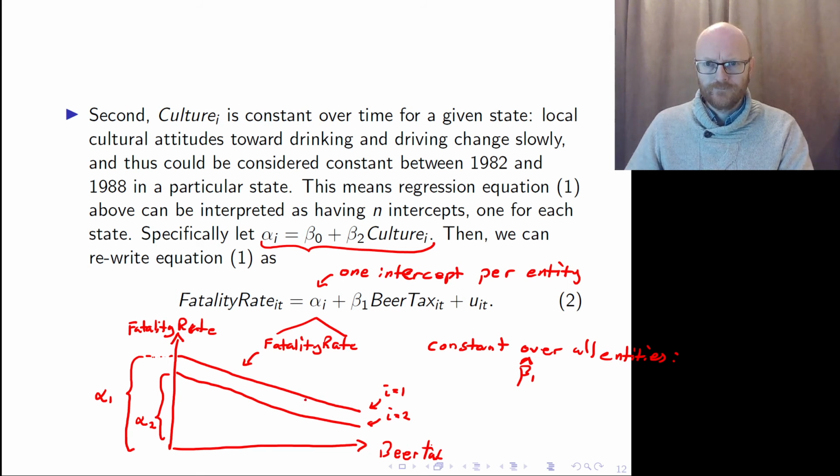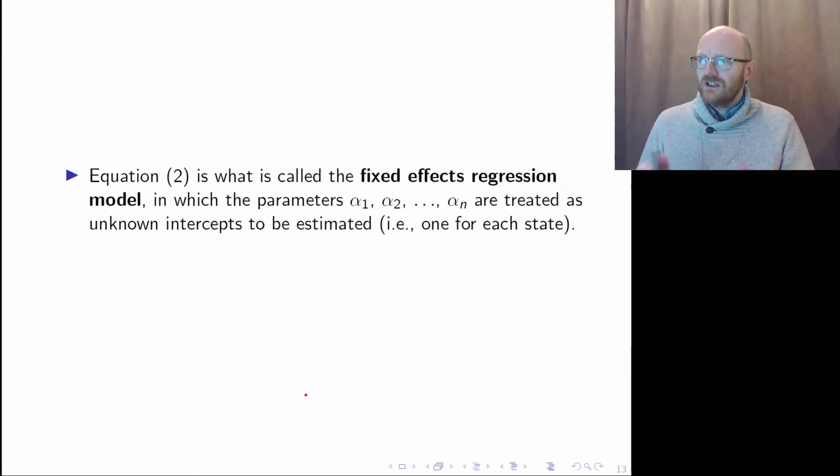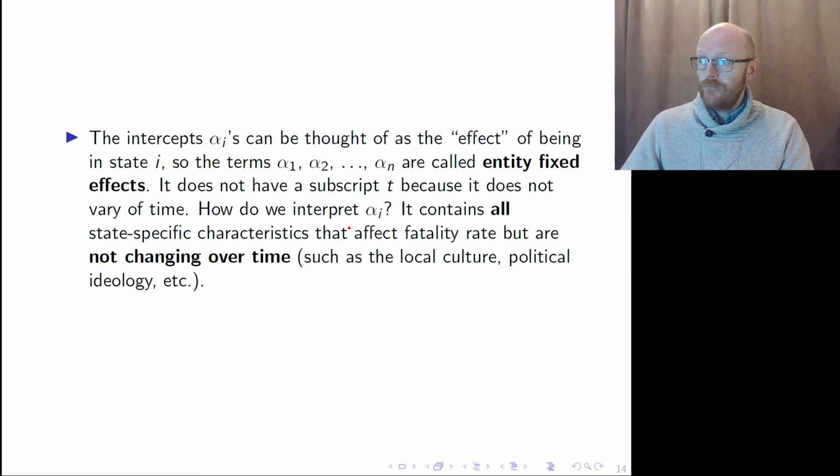Okay, so this equation is called a fixed effects regression model, and the parameters alpha are treated like unknowns. So they are treated like separate variables, one variable for each state. These intercepts can be thought of as the effect of being in state 1, 2, or 3, and so on.